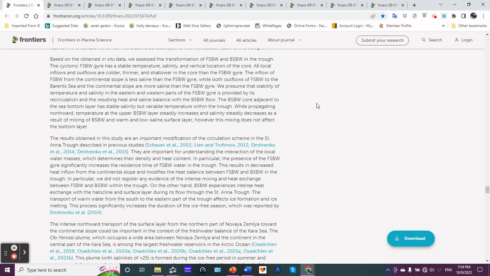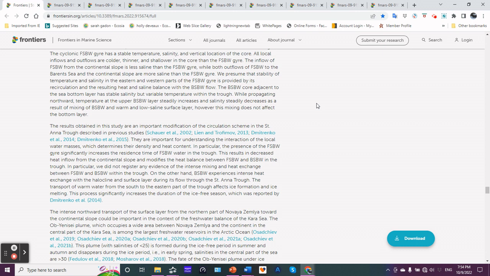The inflow of the Fram Strait branch water from the continental slope is less saline than the gyre. So basically, the gyre is concentrating as it further entrains the salinity, while both outflows are more saline than the gyre. So the salinity just keeps increasing. We presume that the stability of temperature and salinity in the eastern and western parts of the gyre is determined by its recirculation and the resulting heat and salt balance with the Barents Sea branch water flow.